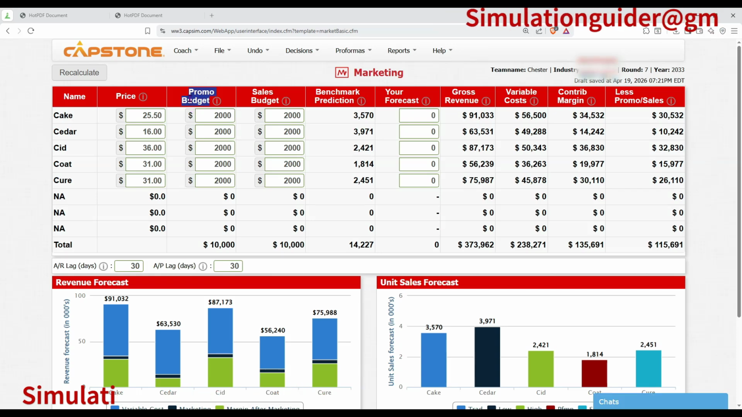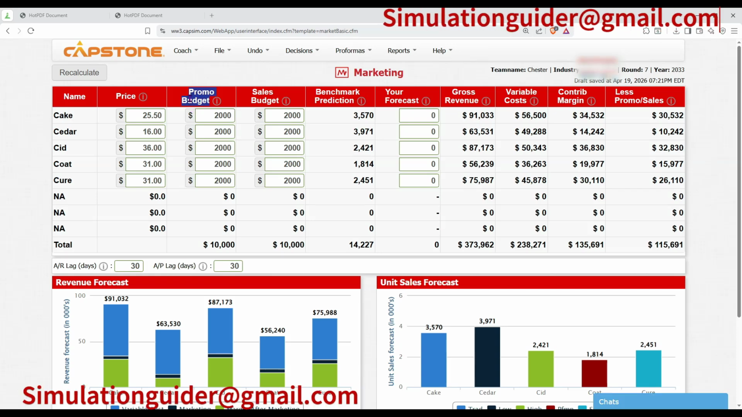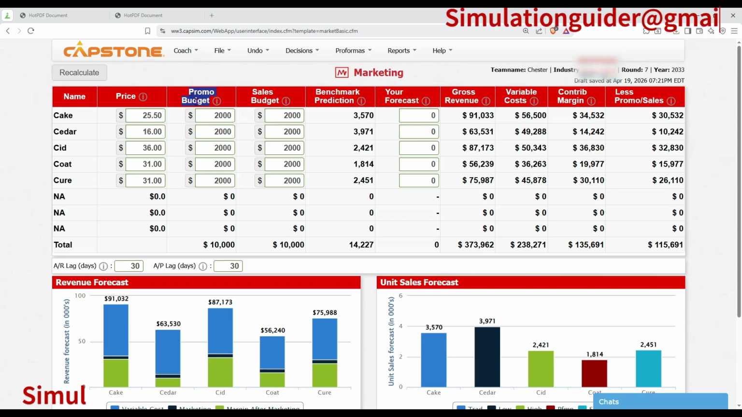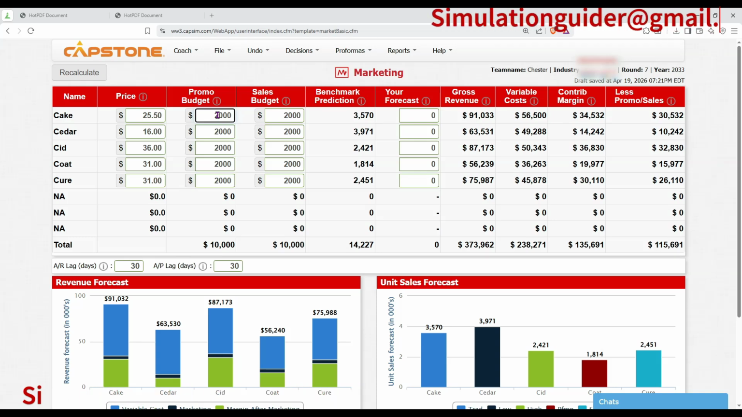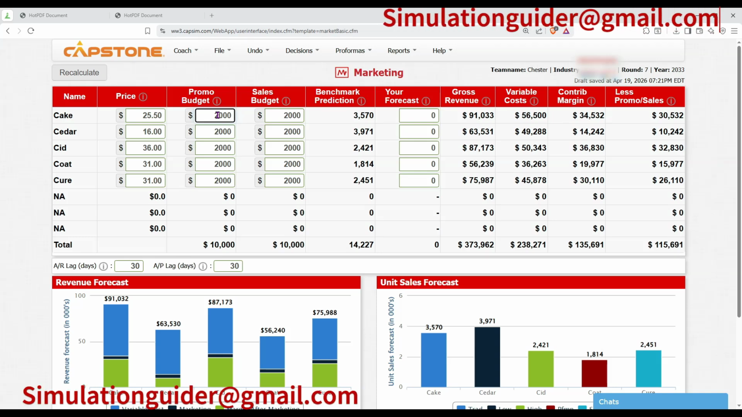For the promo budget, which is the second part of marketing, it normally helps in increasing customer awareness. Are people aware of your products in the market? It increases customer awareness by promoting products through trade shows, through advertising, and all that. At the moment, I'll just maintain it at 2000 because I started offering 2000 from the last round. More people should know about our products because my students, who have been handling this simulation, have been reducing that promo budget.